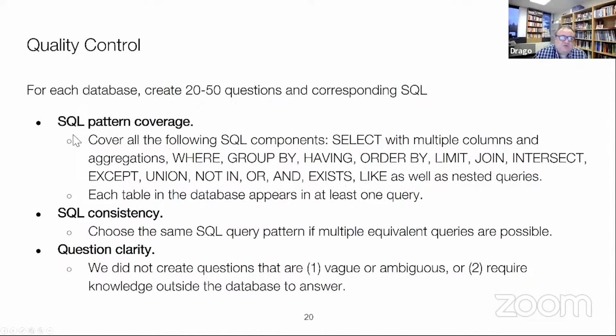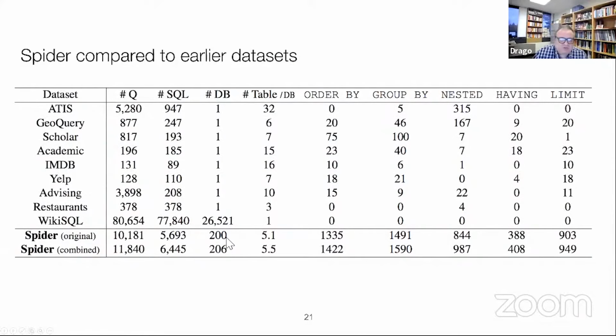We looked in particular for things like SQL pattern coverage, make sure that we cover all the different SQL statements that we're interested in, and that each of the tables in the database appears in at least one query, that we have a certain percentage of nested queries, that if there are multiple equivalent SQL queries, that we cover all of them as much as possible, and that also the natural language questions are as clear as possible and as natural as possible.